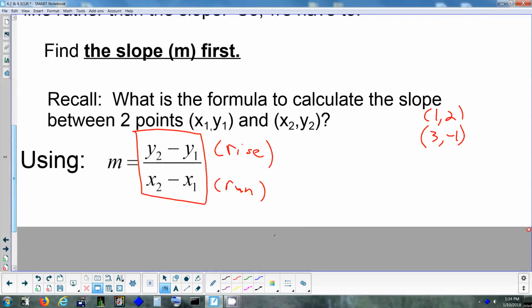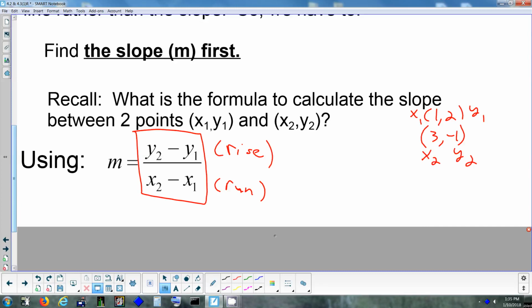Now let's label it. What did we say the 1 was? x1. How about the 2? The 2 was y1. What's the 3? X2. What about the negative 1? Y2.